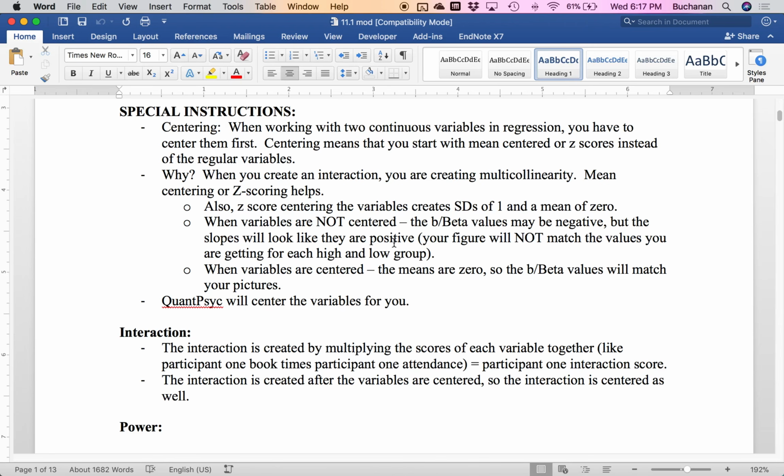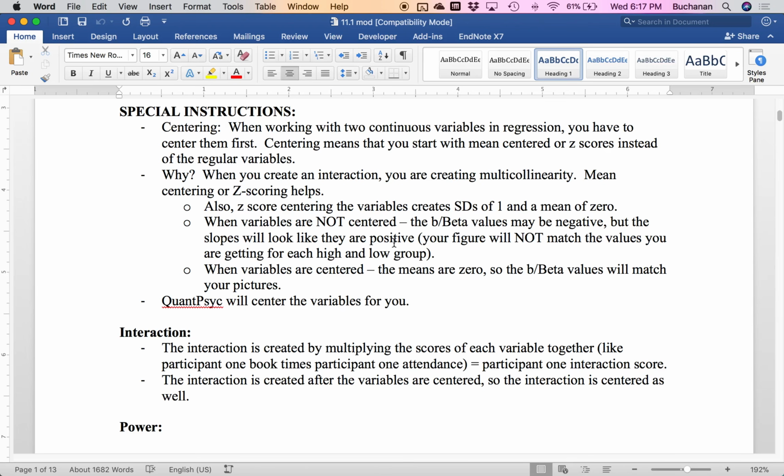When those variables are not centered, it can become difficult because the b values, or maybe beta, can be negative, and then when you plot the graph, it looks positive. So your graph won't match. It also means that when you center them, you can see what's happening. So centering really allows us to view the interaction.